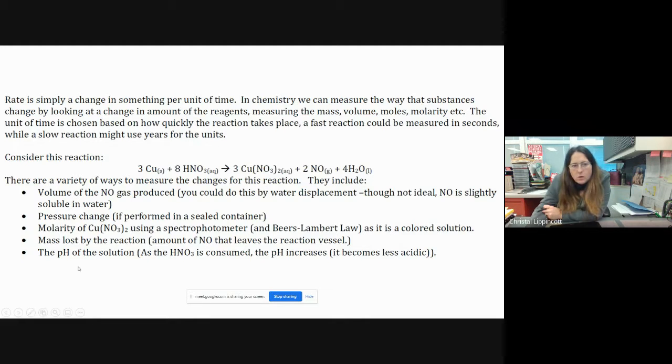And then you could also use the pH of the solution because this is being consumed, which is an acid, and not forming a new acid over here. So the pH is going to change. It's going to become less acidic. The pH is going to increase. So those would be different ways that we could measure the rate of that reaction. We could have a pH probe in there, and we could measure as this reaction proceeds, how is that pH changing, okay?